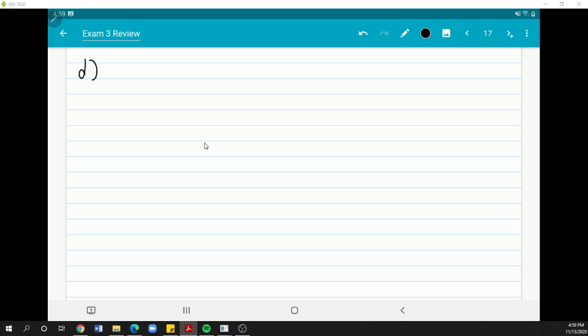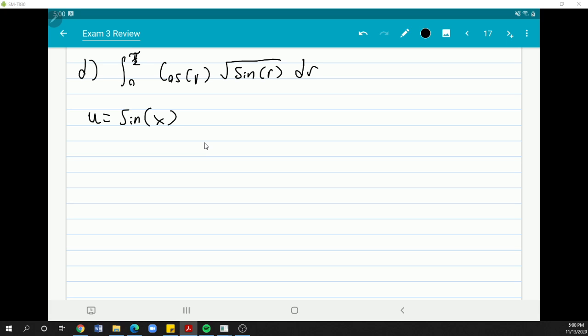Moving on to part D, we have integral from 0 to pi over 2 of cosine r square root sine of r dr. So here's another u substitution. I see sine inside of a square root, so that's my first thought: if I see one function inside another, that's my first guess for a u substitution.